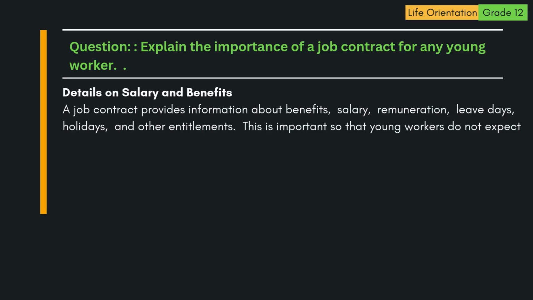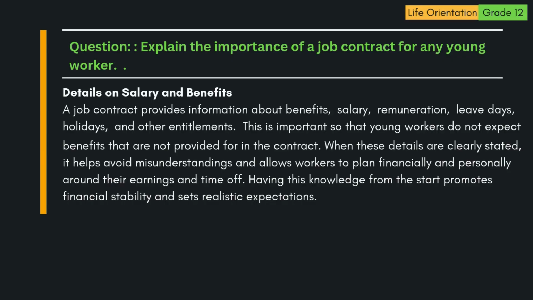4. Details on salary and benefits. A job contract provides information about benefits, salary, remuneration, leave days, holidays, and other entitlements. This is important so that young workers do not expect benefits that are not provided for in the contract. When these details are clearly stated, it helps avoid misunderstandings and allows workers to plan financially and personally around their earnings and time off. Having this knowledge from the start promotes financial stability and sets realistic expectations.